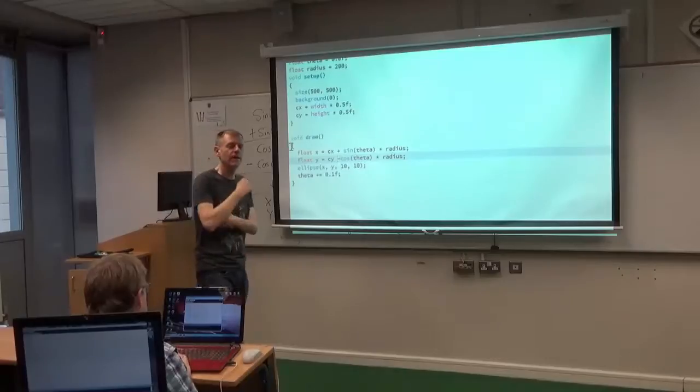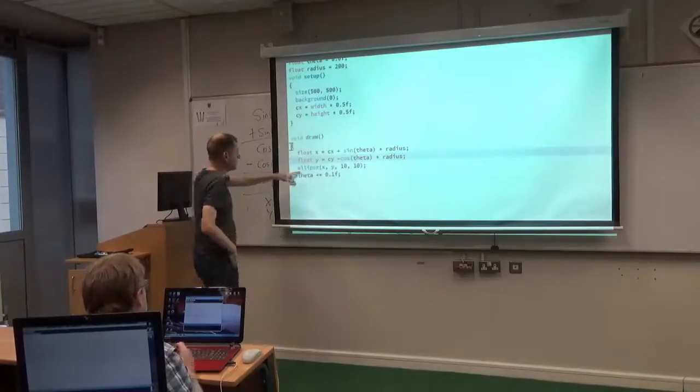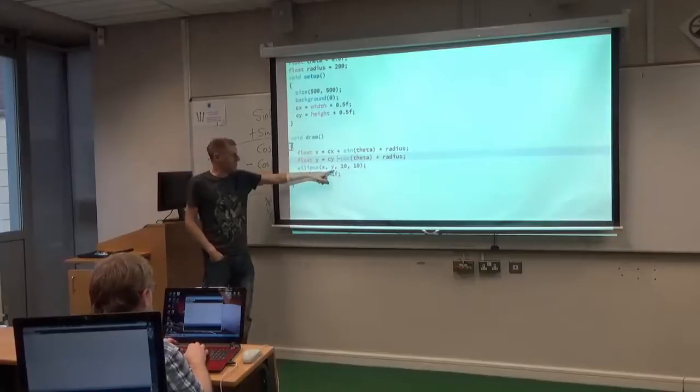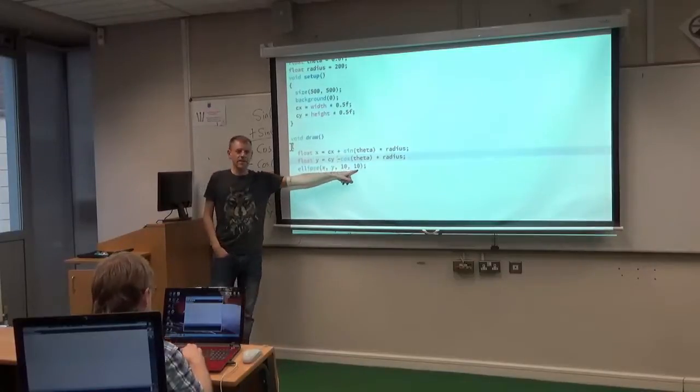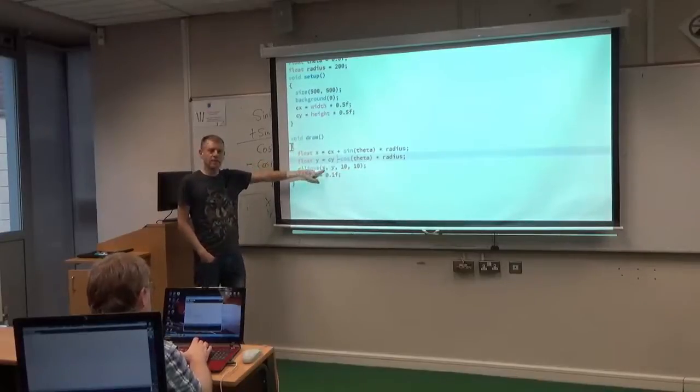Yeah, did you want to ask? Why is it made of circles? It's made out of circles because I call ellipse, and this is what draws a circle. So that's why it's made out of circles. Does that make sense? This method here, ellipse, will draw a circle. And this x and y is going to position the circle, and then 10, 10 means the width and the height. So we calculate the values for x and y, and we draw an ellipse at that point. So that's why it's made out of circles.